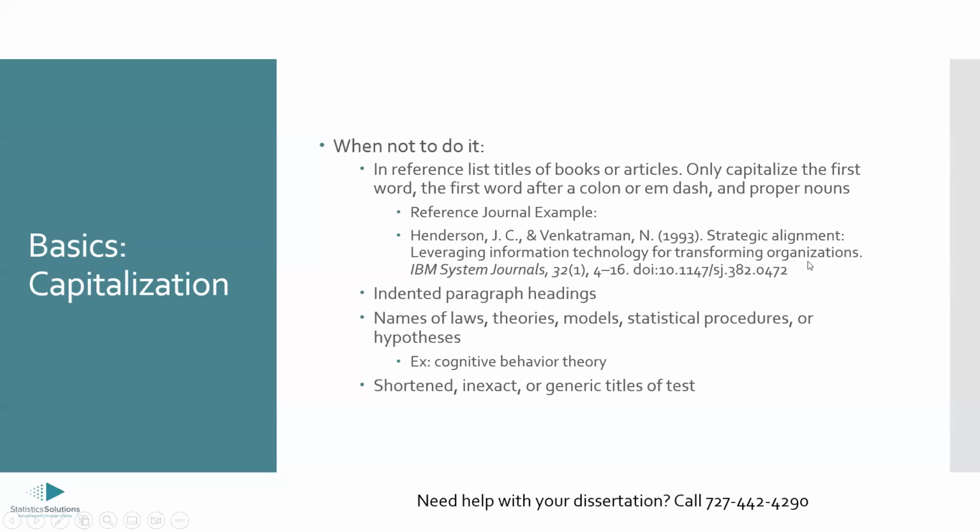Also, sorry, when we are talking about names, laws, theories, models, or statistical procedures, we are not going to capitalize. So this is like what I was talking about earlier, where we would capitalize the Minnesota questionnaire, but we're not going to capitalize the misinformation effect. This could also be along the lines of cognitive behavioral therapy. This is a procedure or a theory that people use in therapy and stuff like that. We're not going to capitalize that, right?